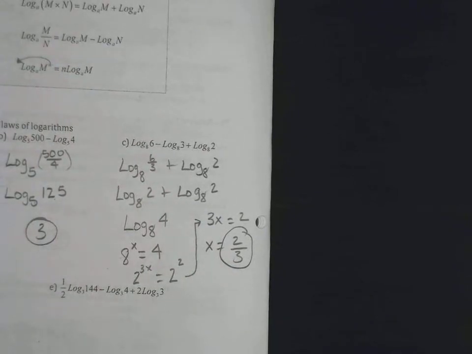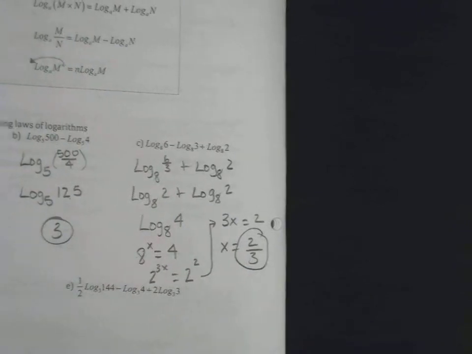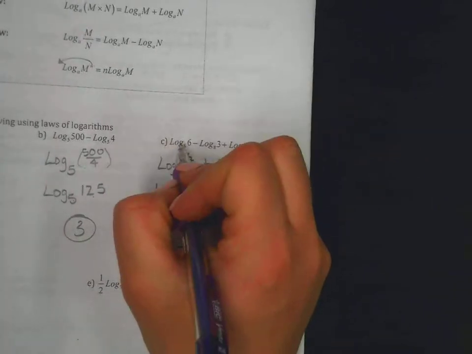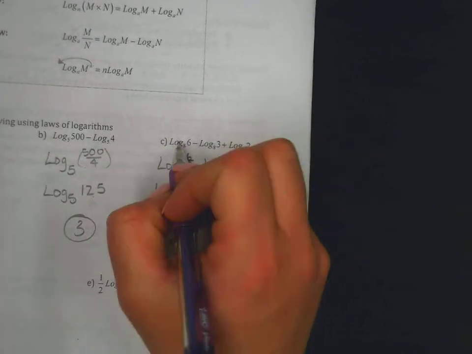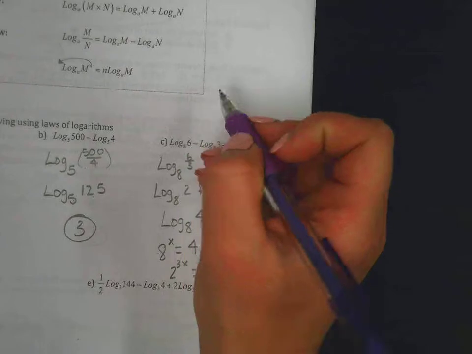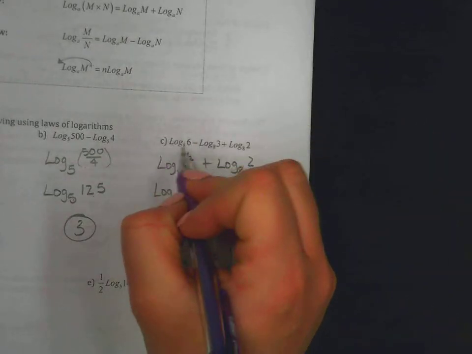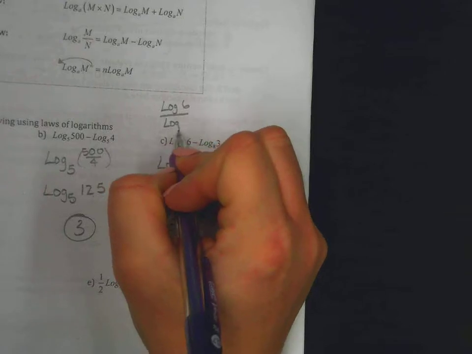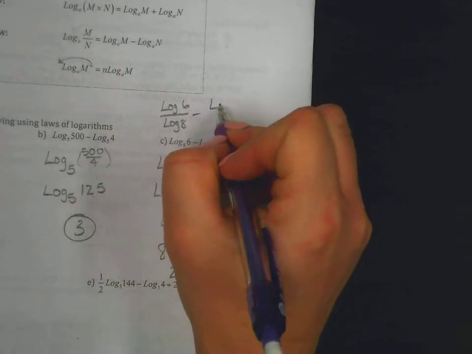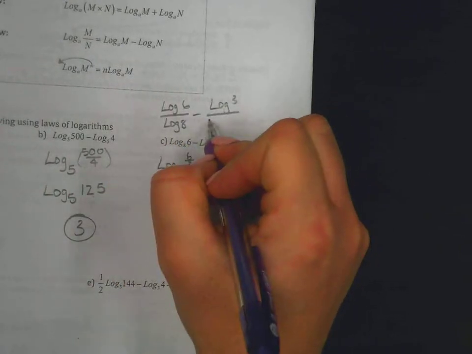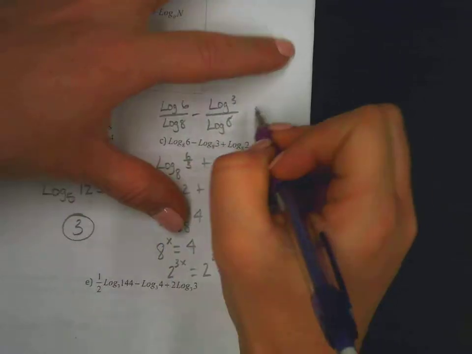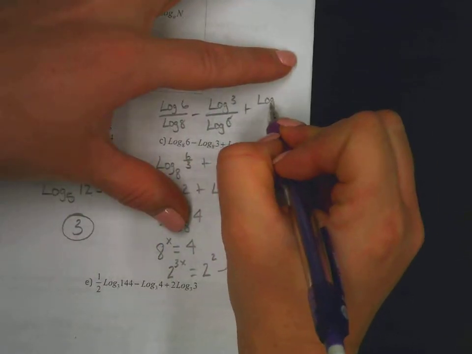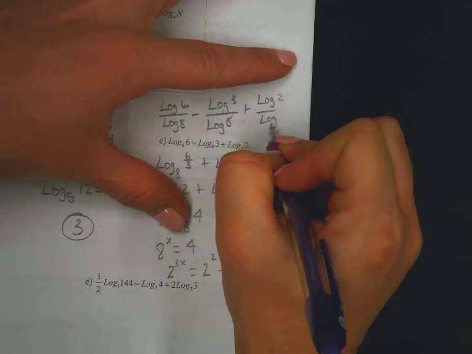2/3. Okay, so a way to check that is you could change each of these using the change of base formula with your common base or a natural base. So I could rewrite this as log 6 divided by log of 8 minus log of 3 divided by log of 8 plus log 2 divided by log of 8.